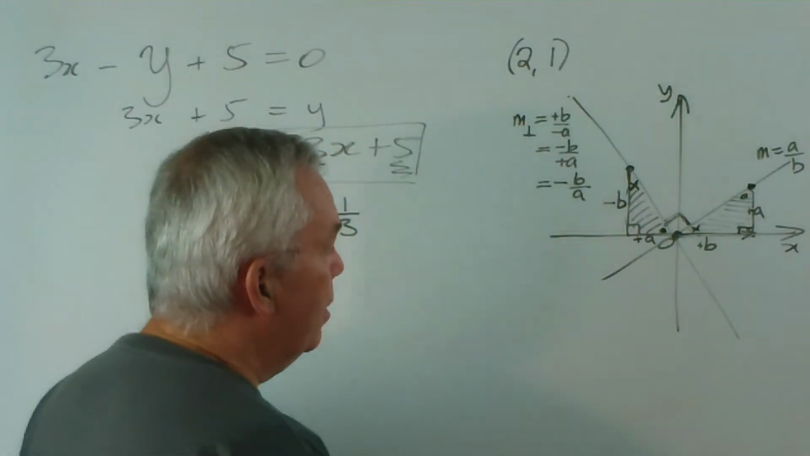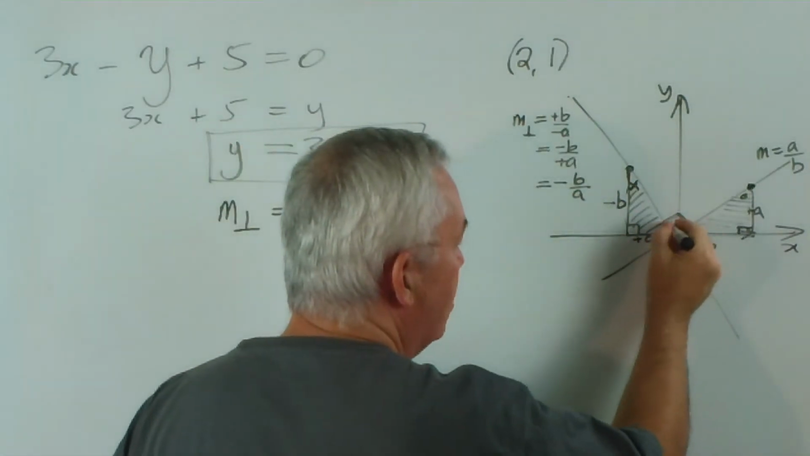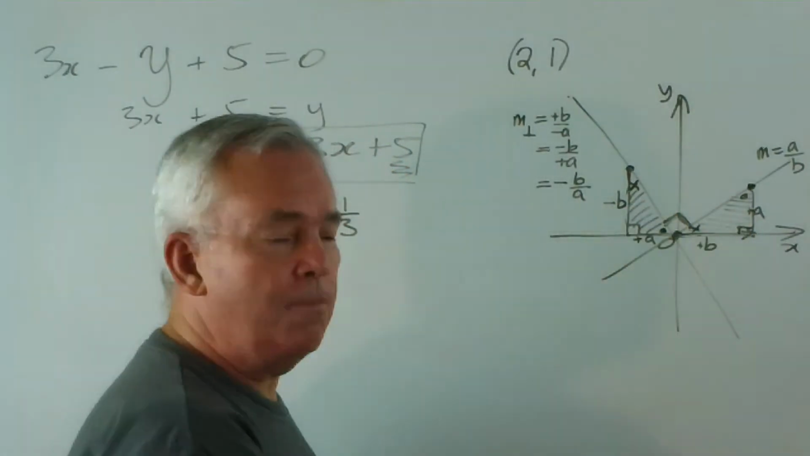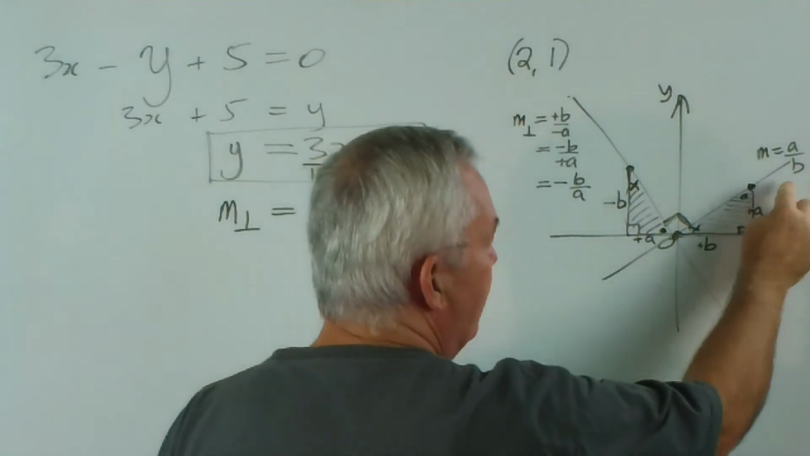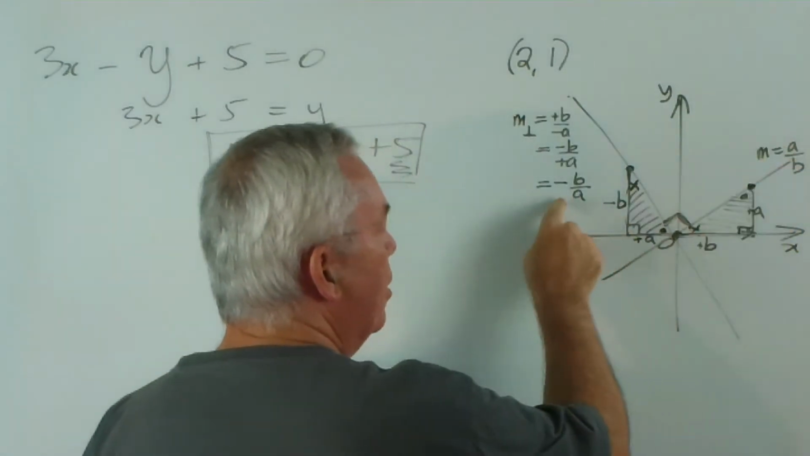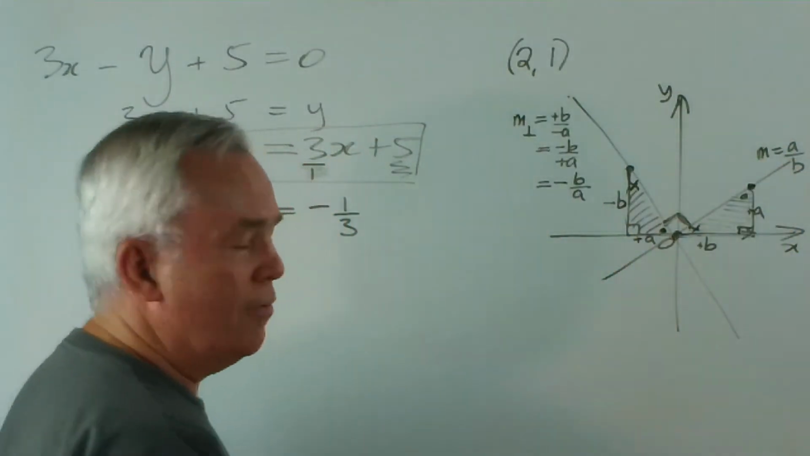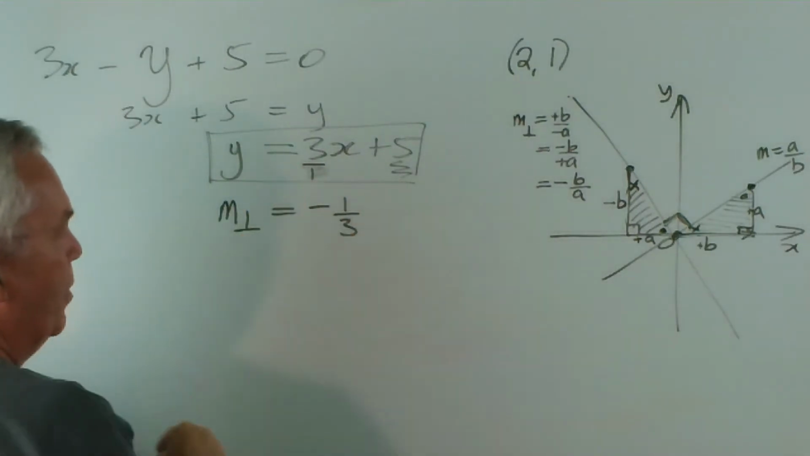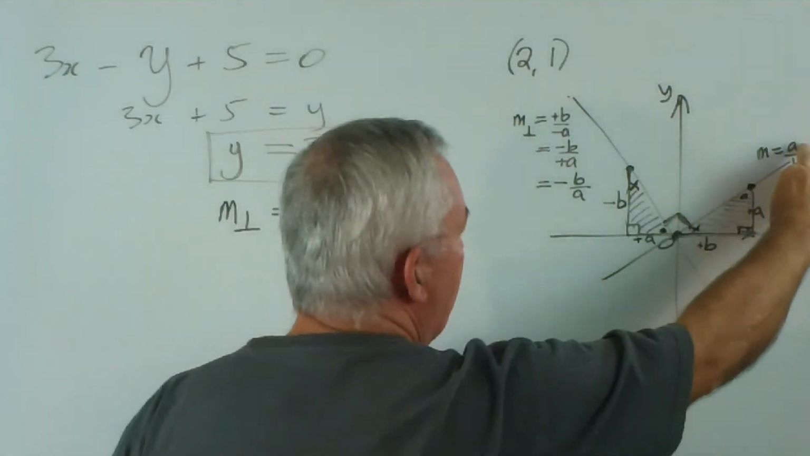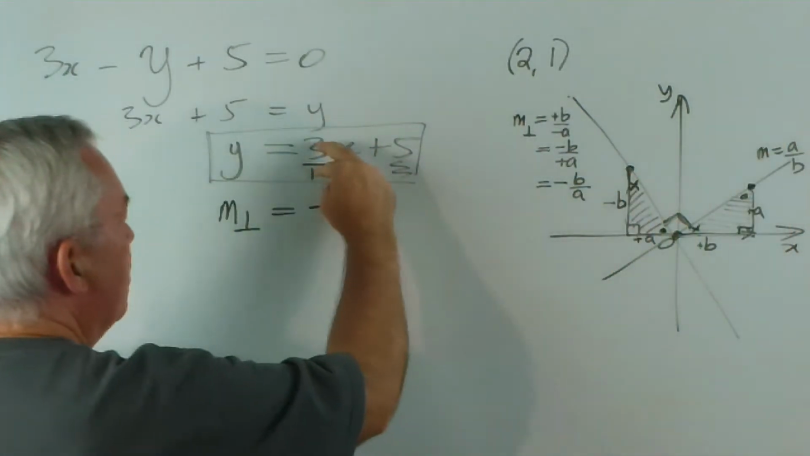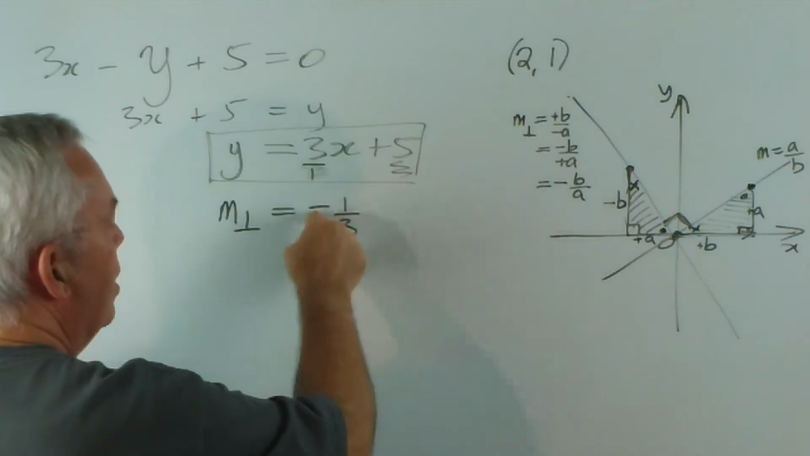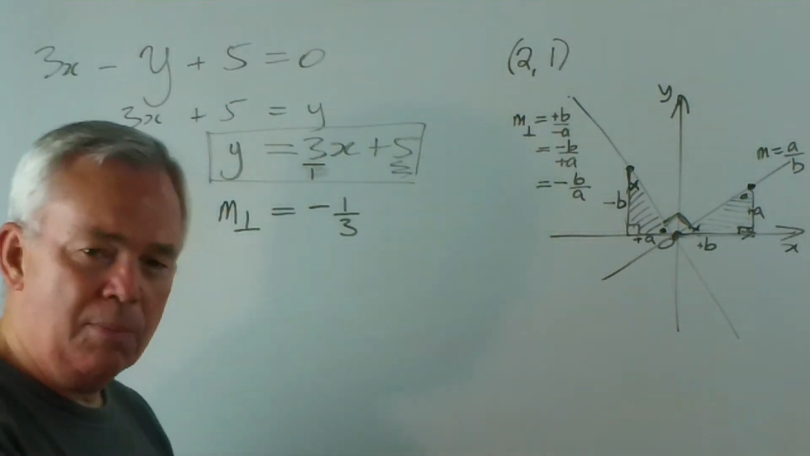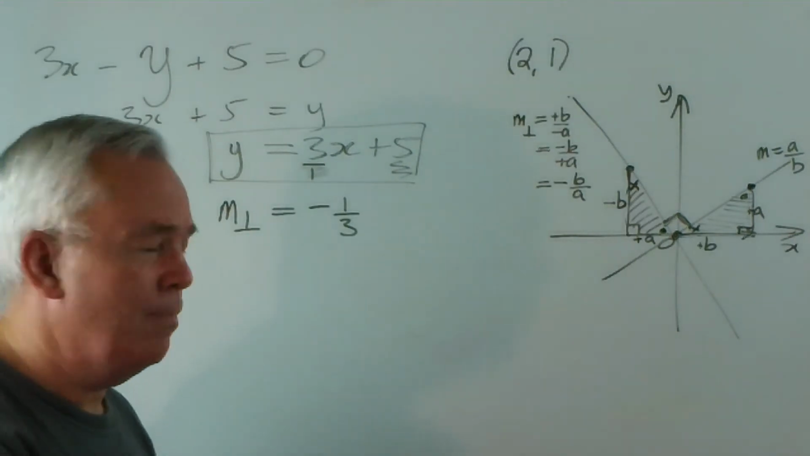So we can see that if we have perpendicular lines, the gradients can be represented by congruent triangles, and if the gradient of the first one is A over B, the gradient of the perpendicular line is B over A with a negative sign. That confirms what we've done here. We flip the A over B to B over A, 3 over 1 to 1 over 3, and we change the sign, and that gradient is the gradient of a line perpendicular to our original.